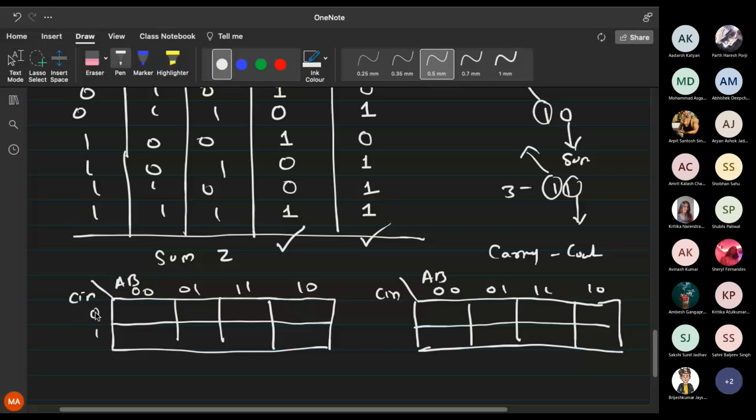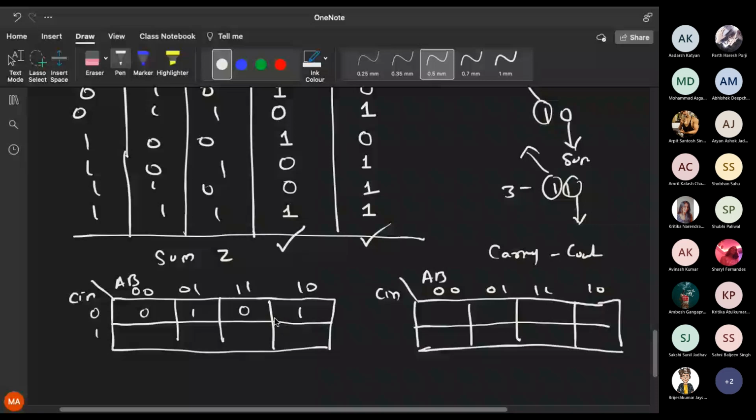Now look over here. C in is 0, A is 0, B is 0. What is the sum in that case? 0 plus 0 plus 0, the answer is 0. 0 plus 0 plus 1, the answer is 1. 0 plus 1 plus 1 is nothing but 2. 2 के case में sum is 0. And 0 plus 1 plus 0 is nothing but 1. ओके, सो यही चीज है, आप डायरेक्टली यहाँ से भी लिख सकते हो, नो इश्यूज.